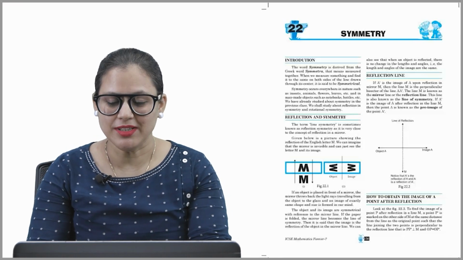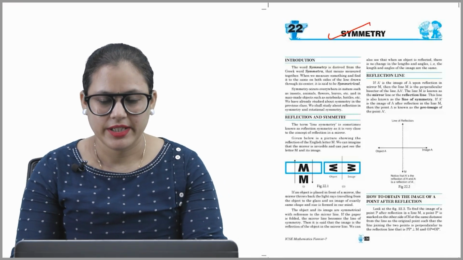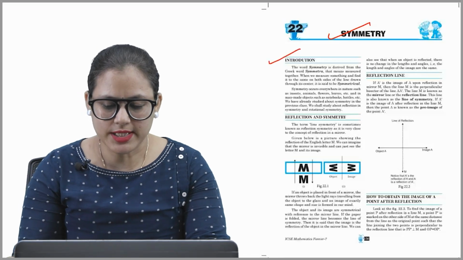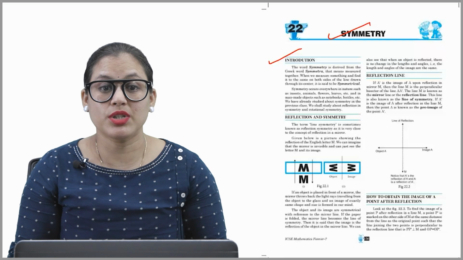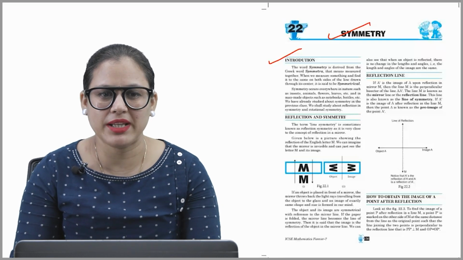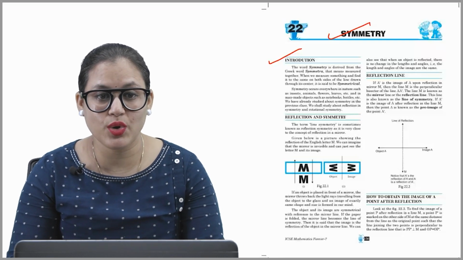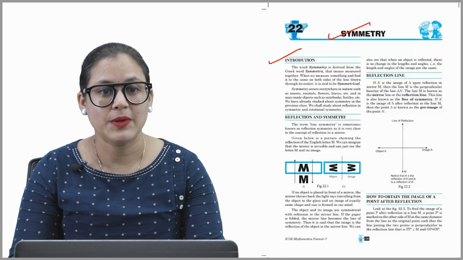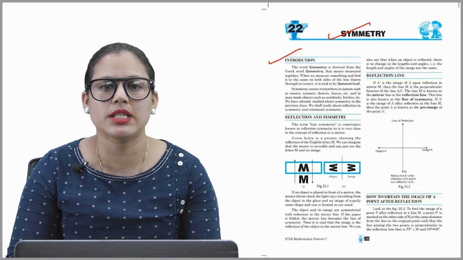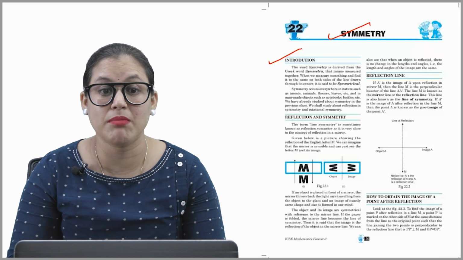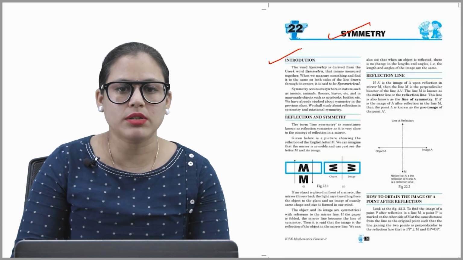Let's start today's chapter, Symmetry. Introduction. The word symmetry is derived from the Greek word symmetra. It means measure together. When we measure something and find it to be the same on both sides of the line drawn through its center, it is said to be symmetrical. Symmetry occurs everywhere in nature, such as insects, animals, flowers, leaves, etc., and man-made objects such as notebooks, bottles, etc.